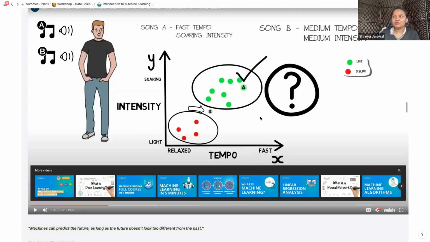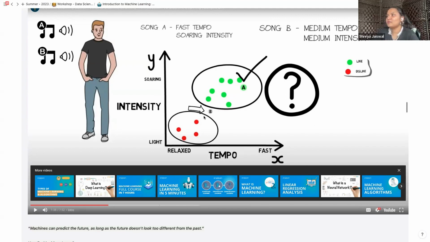So this is what machine learning looks like. It tries to understand what kind of song Paul liked before, and based on that, what he's going to like in future.